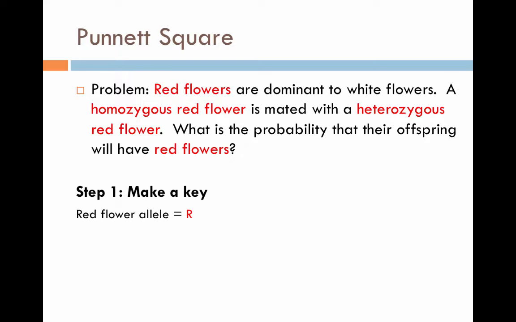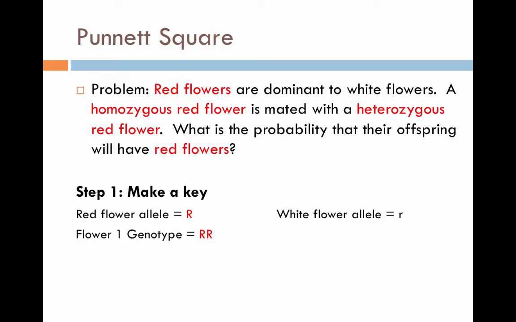So I just read and I found out that red flowers were dominant. So I'm going to make it the big letter R. Remember, capital letters represent dominant alleles. I just happened to choose the letter R. You can use any letter you want to represent red flower. So I did big R is red flower allele. Therefore, the white flower allele is recessive, so I'm going to make it little r.